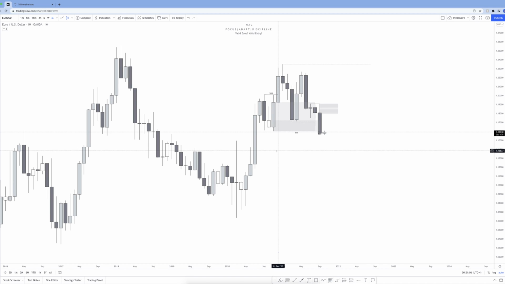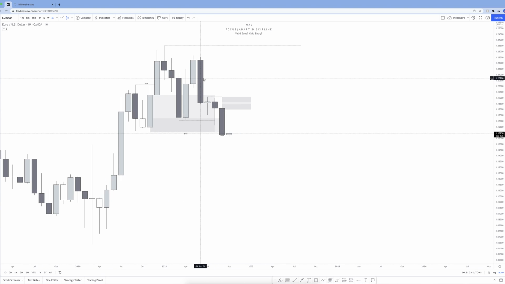So how do I draw my top-down analysis? First, I'm always going to start with the monthly time frame. Why do I start with the monthly time frame? Mainly because I want to be able to understand where the higher time frame, the big boys, where their order flow volume is pushing towards. Is it pushing towards discounted pricing? Is it pushing towards premium pricing? That is my question.